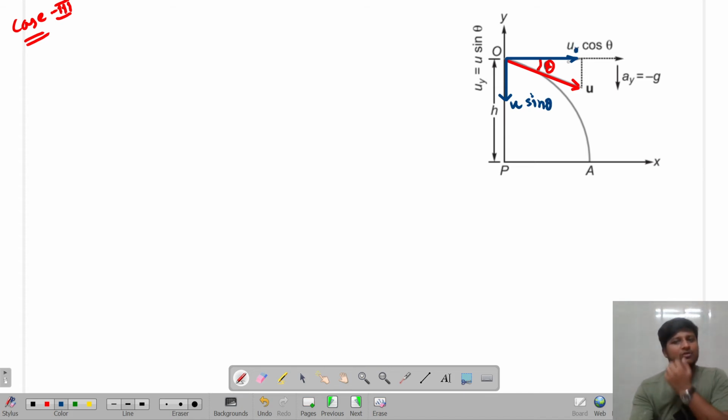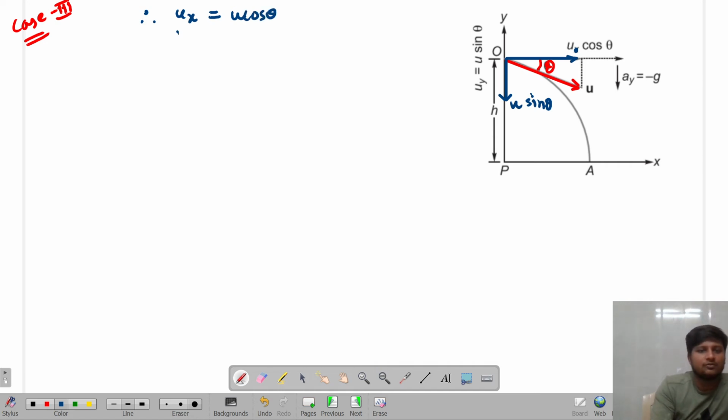So you have horizontal velocity u cos theta, and this time an initial vertical velocity in the downward direction, which is equal to u sine theta. Therefore I'll write the components: ux is equal to u cos theta, while uy, when you consider it, is equal to minus u sine theta. Got it or not? Equations are simple.